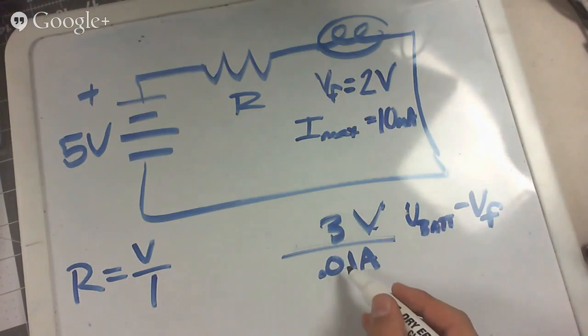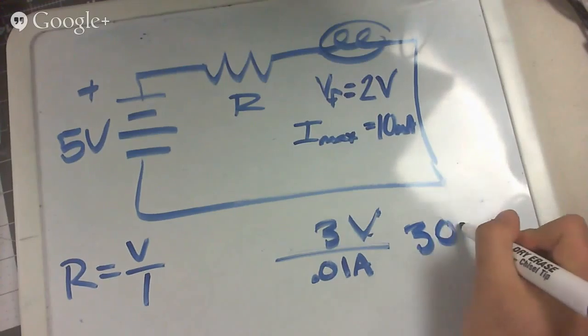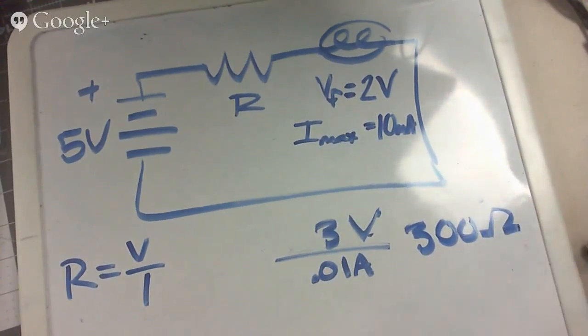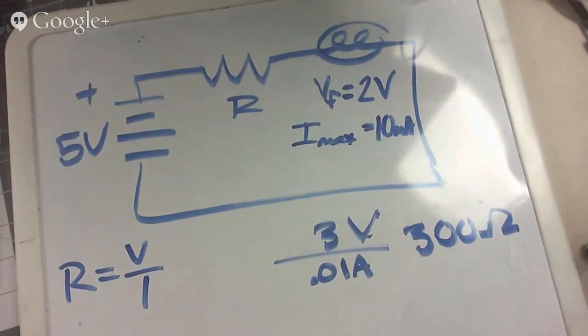And 3 divided by 0.01, that will come out to about 300 ohms. So again, I would go race to my bin of resistors and look for a 300. I may or may not have it, so I'd have to make do with what I have by going larger. I think 330 is a standard size.